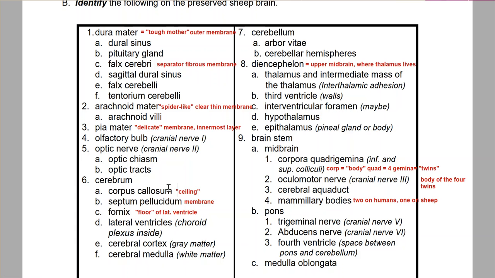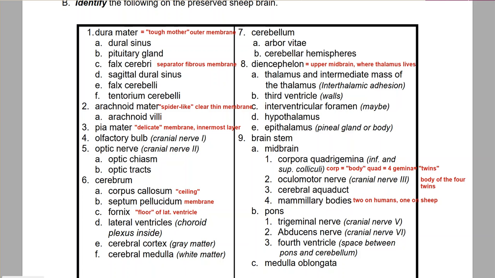So corpus callosum, that was the ceiling of the lateral ventricle. Fornix was the floor of the lateral ventricle. Septum pellucidum, what does septum make you think of? Like nasal septum. Septum is a divider, a separator of some sort. And so it's a membrane that lives over the surface of your lateral ventricle that makes it separated from the one on the other side. So you have a left lateral ventricle and a right lateral ventricle, and there's a little membrane in between them called septum pellucidum. Lateral ventricles, those are the fluid-filled spaces, their most superior fluid-filled spaces. Choroid plexus is the capillaries that help make your CSF.